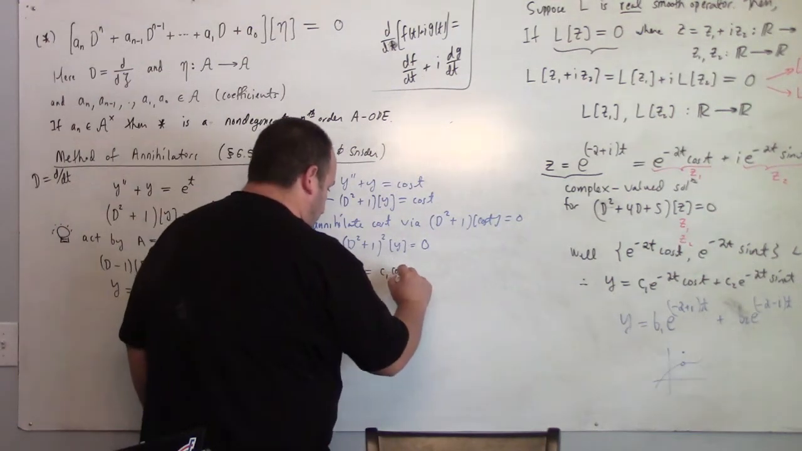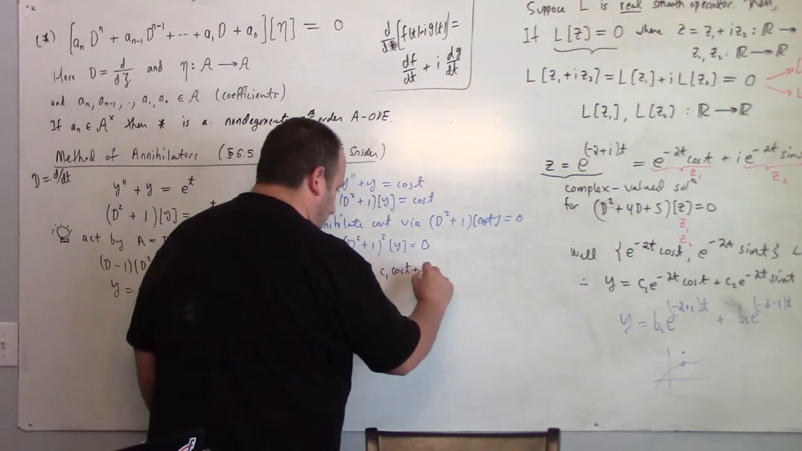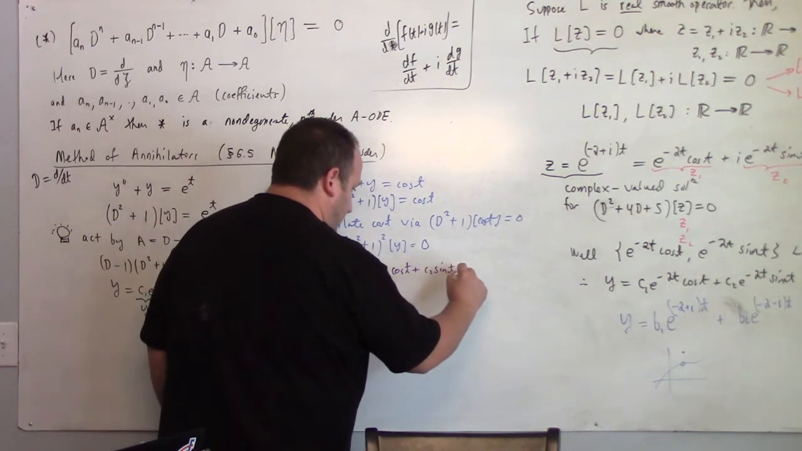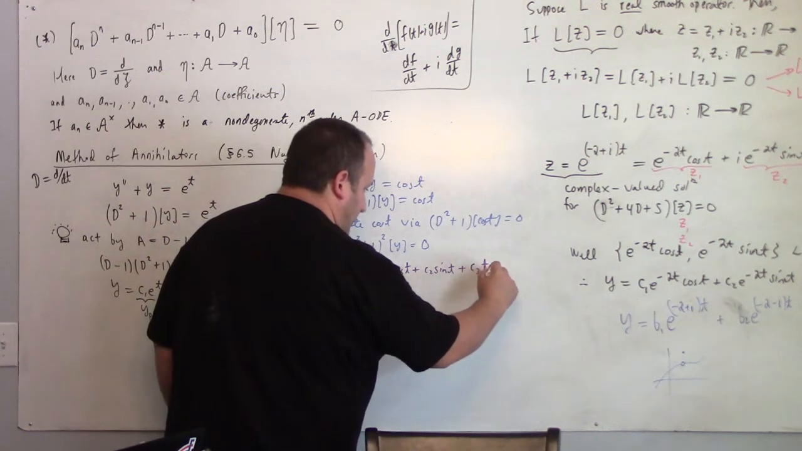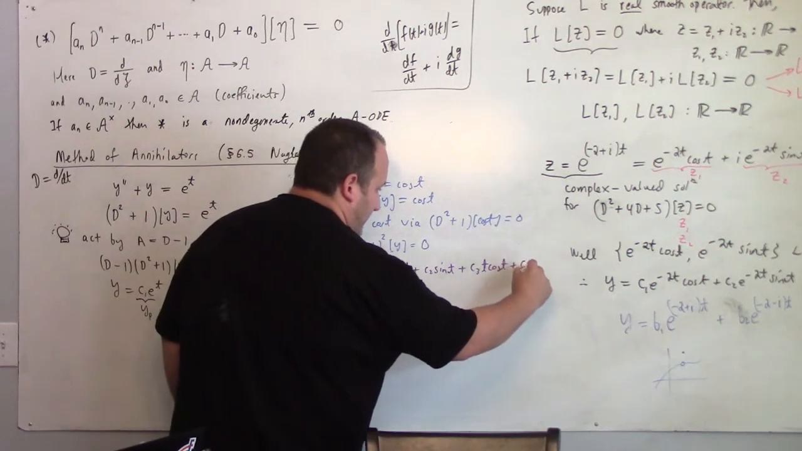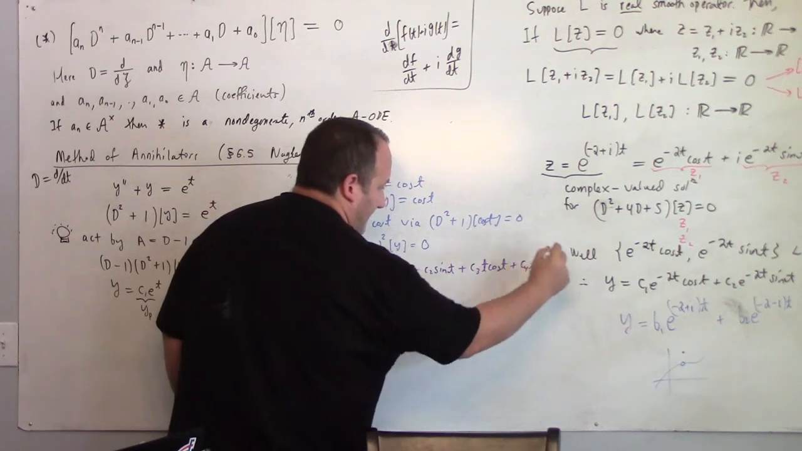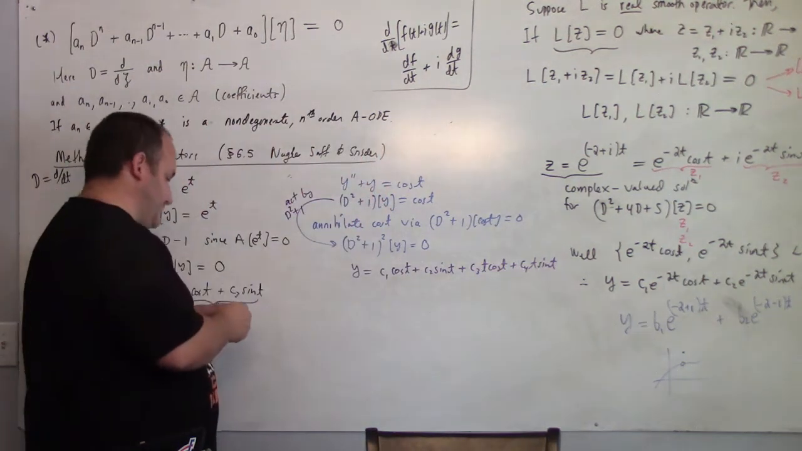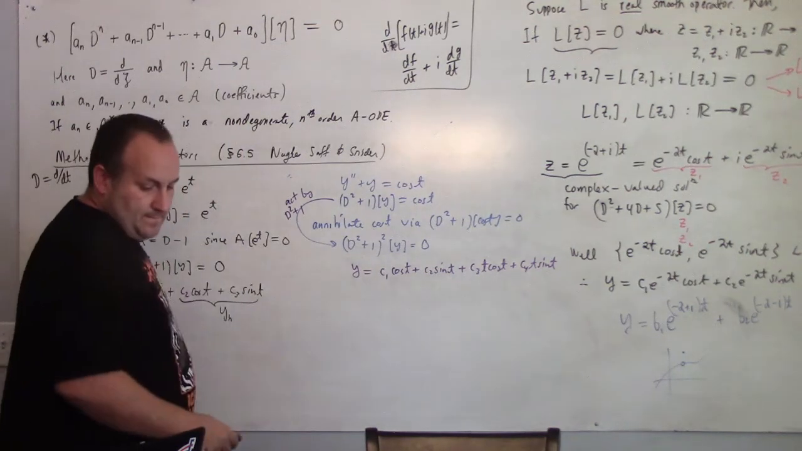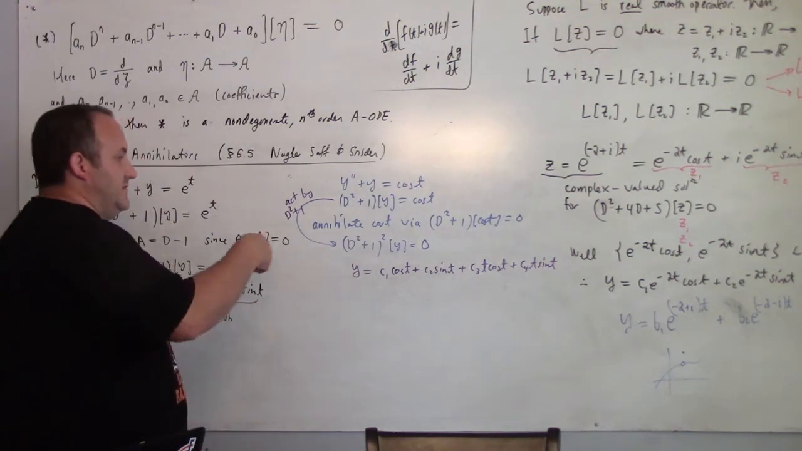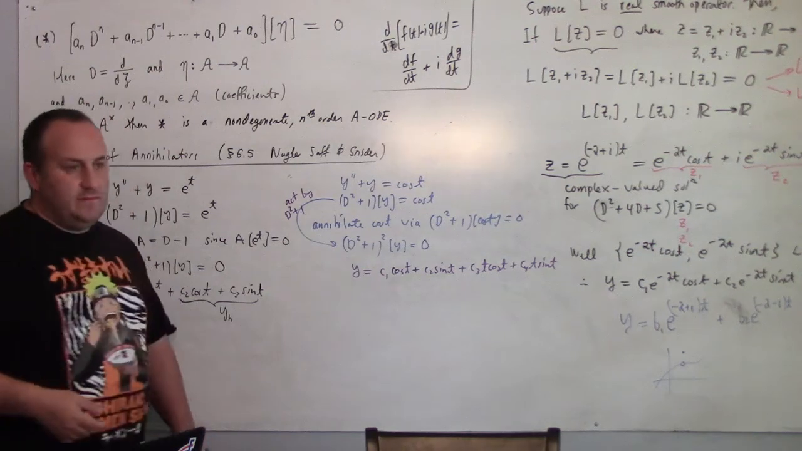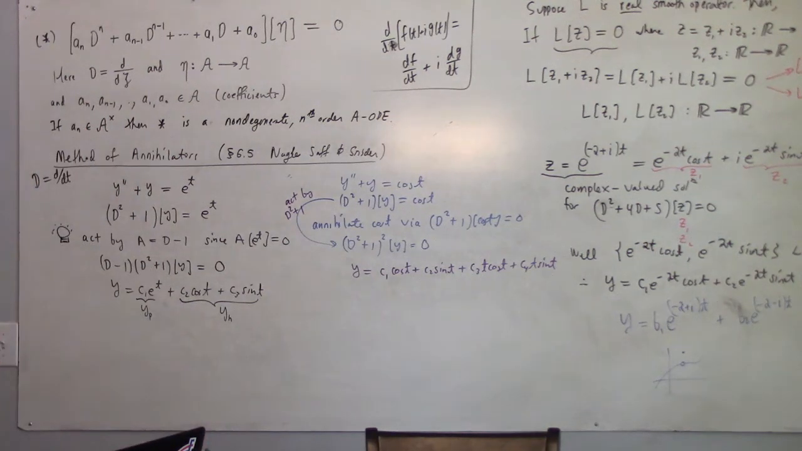C1 cos t + C2 sin t + C3 t cos t + C4 t sin t. I'm a little lost, because if you take a derivative of cosine, you never get a 0. Oh, differentiate cosine 2 times. Good. Minus cosine. Oh, gotcha. Okay.